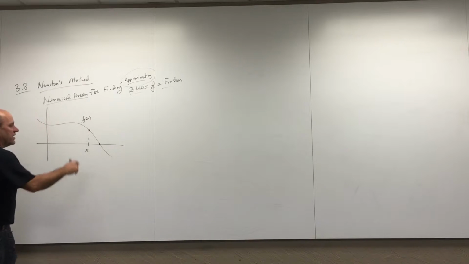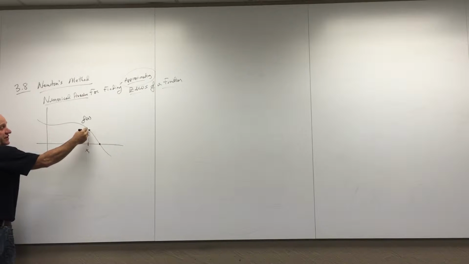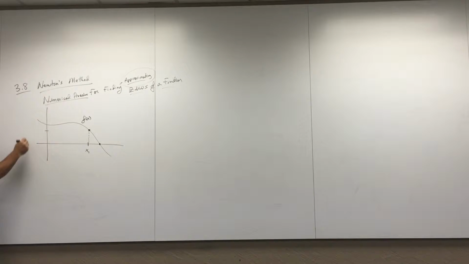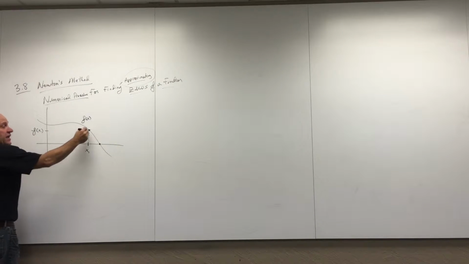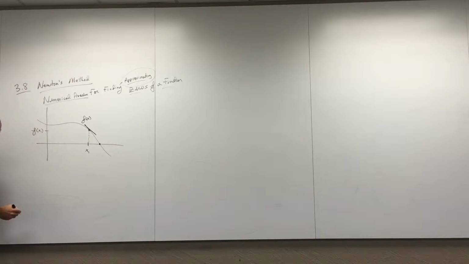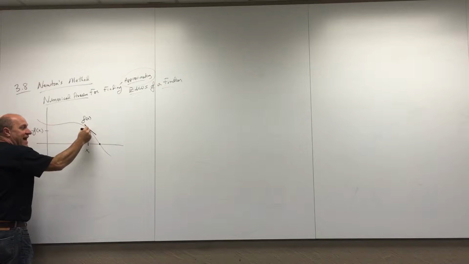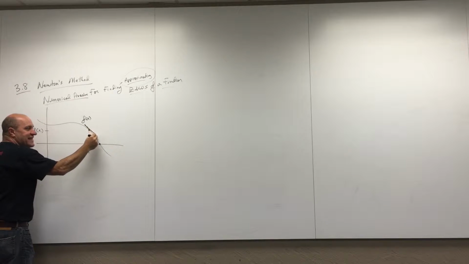Hold on. You guess an x value, you plug it into the function, which sort of gives you a y value here, f of x1. So now you have an x and a y value. You take the derivative and you get the slope of the tangent line, which would be f prime of x1, the slope. And then watch what you do. You try to find the x-intercept of that tangent line.